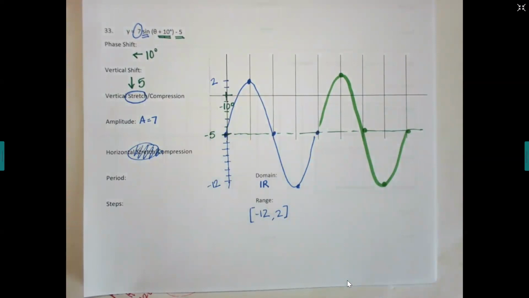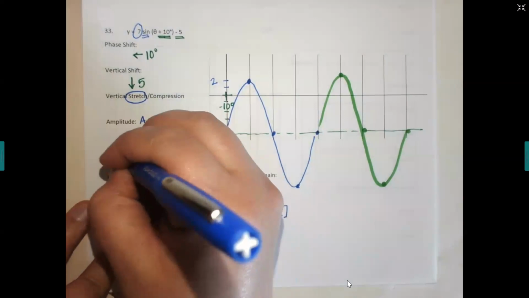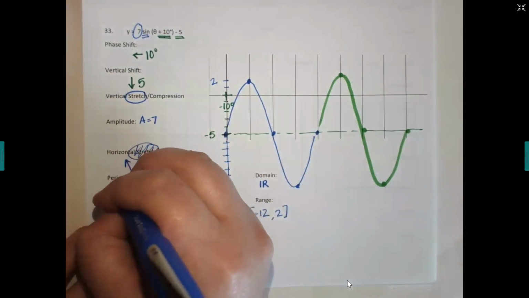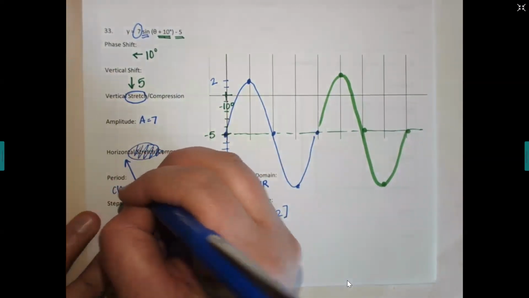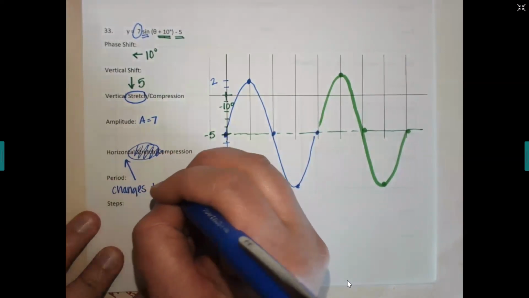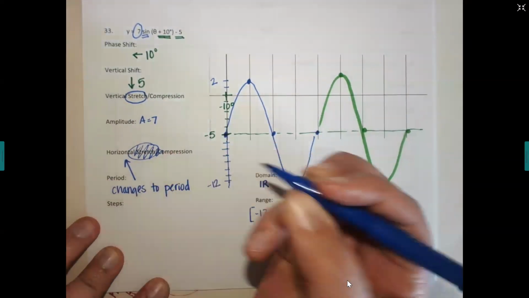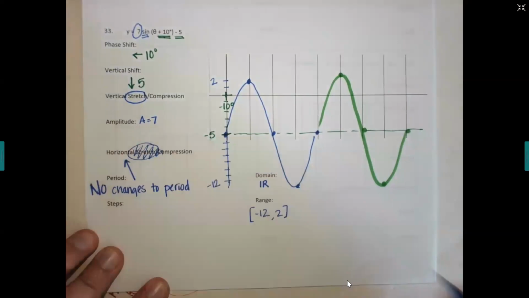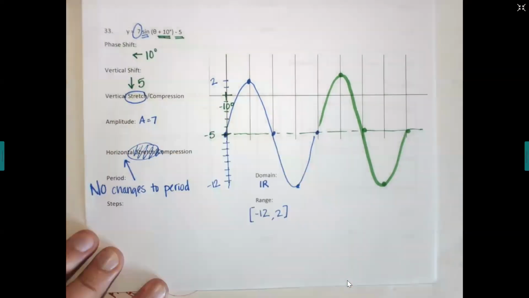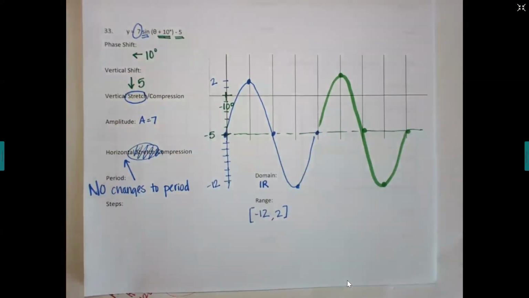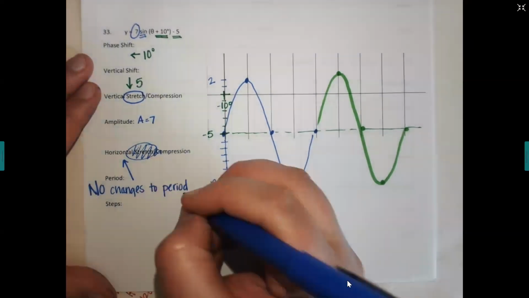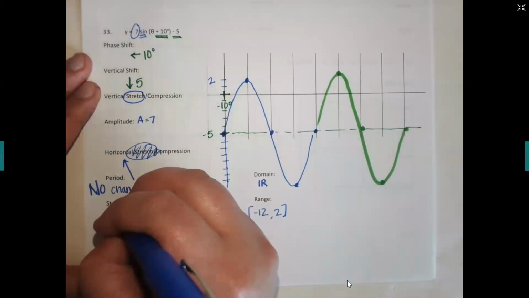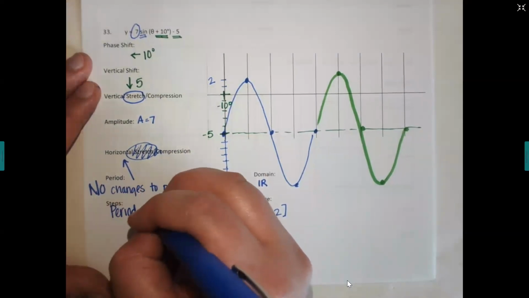Then for your horizontal stretching or compression, this is the number that would be between the parentheses that changes the period. In this case, I'm going to put no change to the period because you can see in the equation, there's not that number in between the parentheses. So your period is still 360.